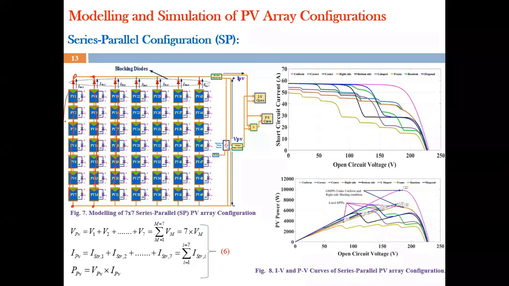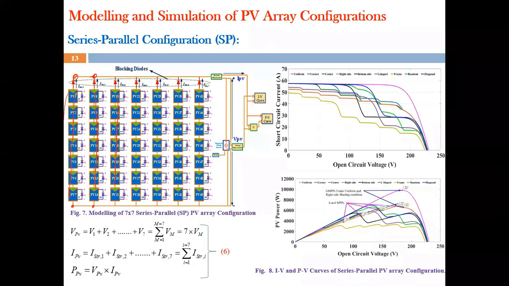In the first array, 7 modules are there, modules 1 to 7. All 7 modules are in series. This is an array, and this array is connected in parallel with another array. This is series and this is connected in parallel. So there are 7 arrays, and in each array there are 7 modules connected in series. Arrays are connected in parallel. Clear? So how much will VPV be? VPV will be V1 plus V2 and so on up to V7.